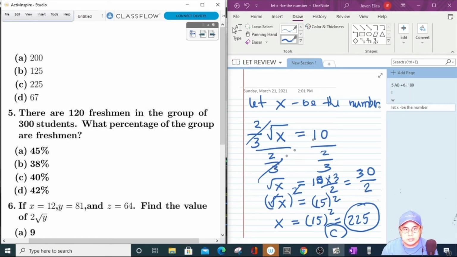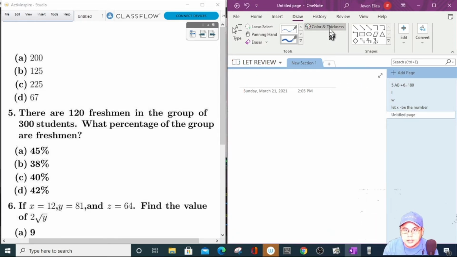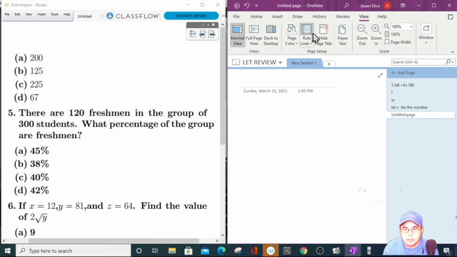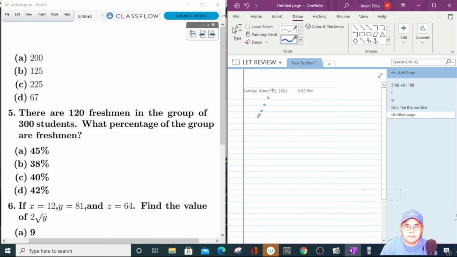All right, so we are now in number 5. Question number 5. There are 120 freshmen in the group of 300 students. What percentage of the group are freshmen? So this is also a tricky question.